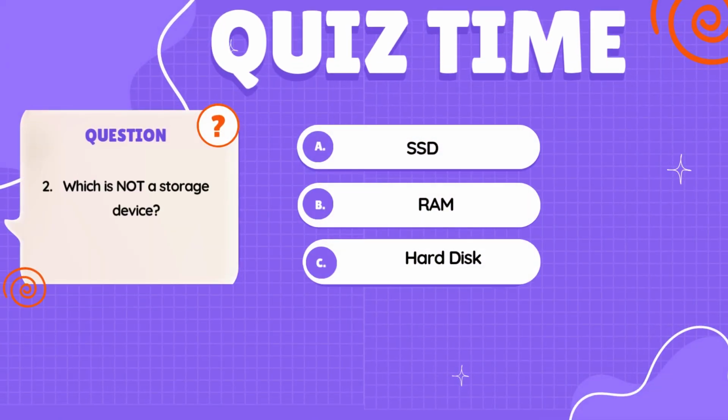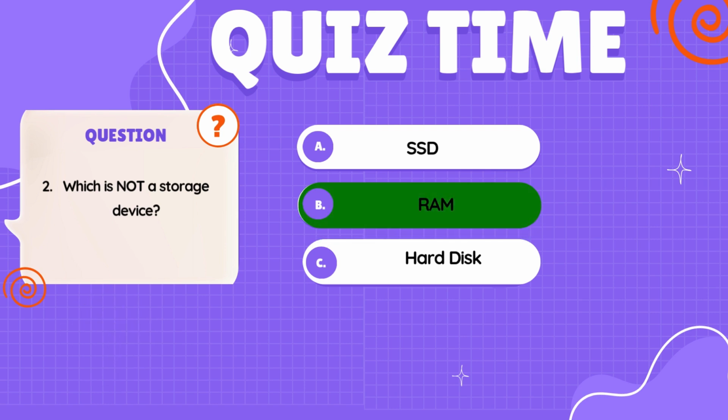Which one is not used for permanent storage? A. SSD. B. RAM. C. Hard disk. The correct answer is B. RAM is the temporary memory used while programs run.